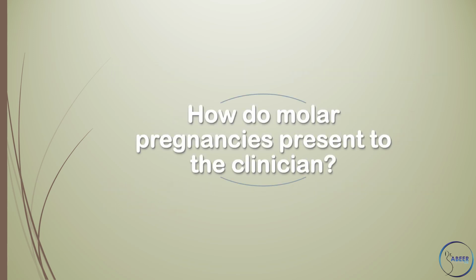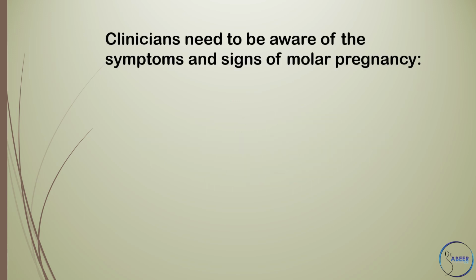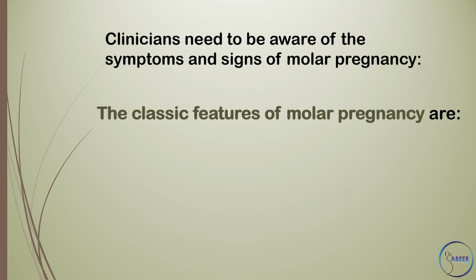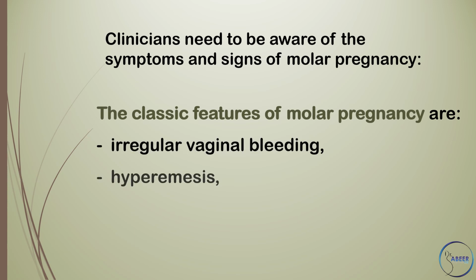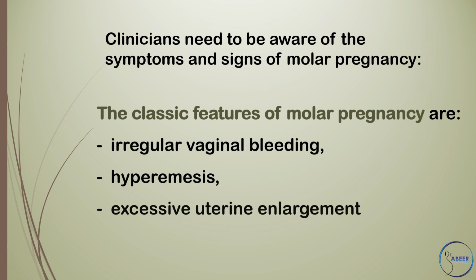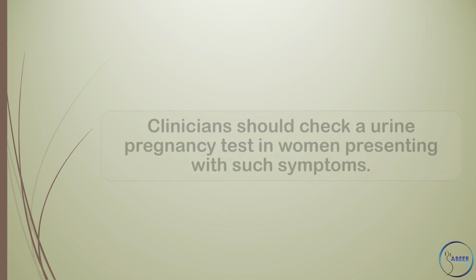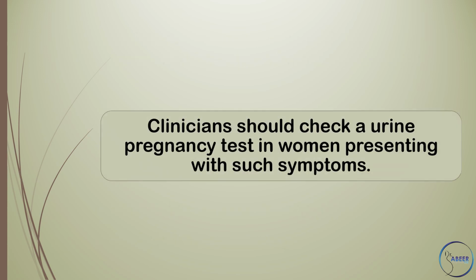How do molar pregnancies present to the clinician? Clinicians need to be aware of the symptoms and signs of molar pregnancy. The classic features of molar pregnancy are irregular vaginal bleeding, hyperemesis, excessive uterine enlargement, and early failed pregnancy. Clinicians should check a urine pregnancy test in women presenting with such symptoms.